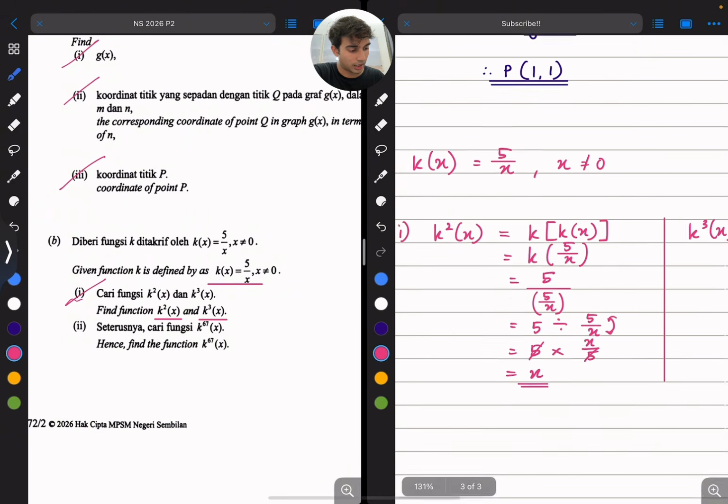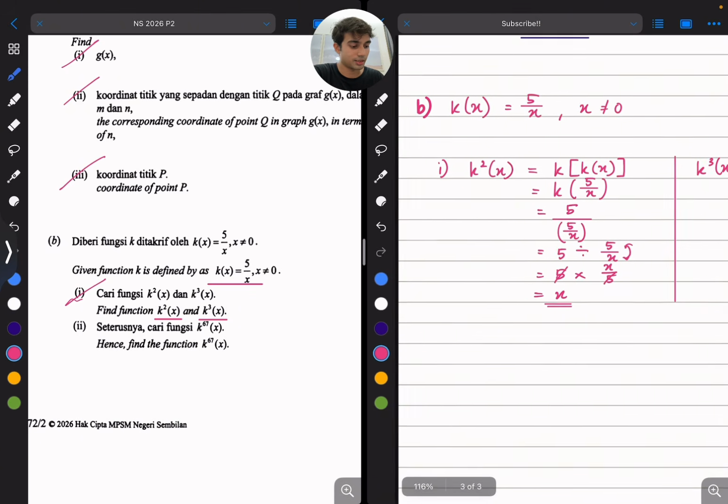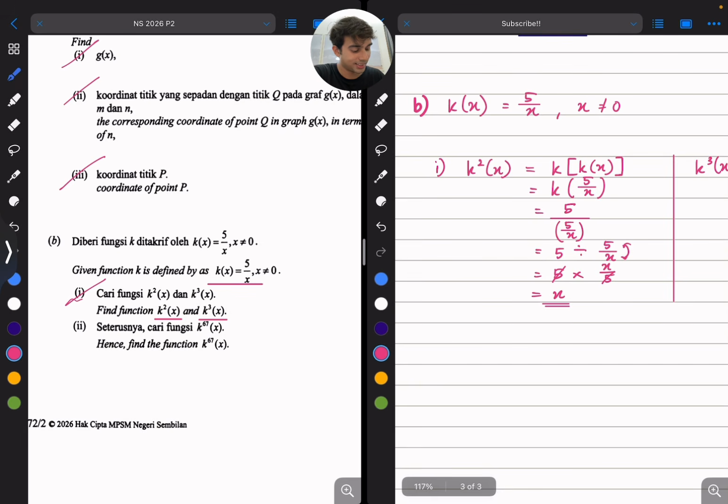Next, hence, find the function k^67(x). I think they purposely put 6, 7 here. I just want to troll with you guys. Okay, anyway, k^67(x).